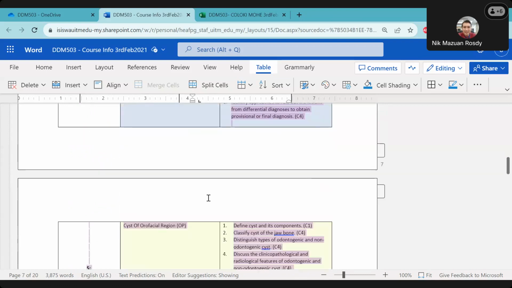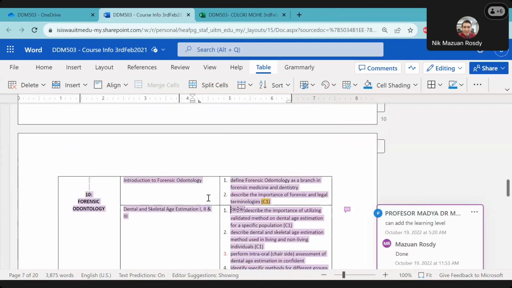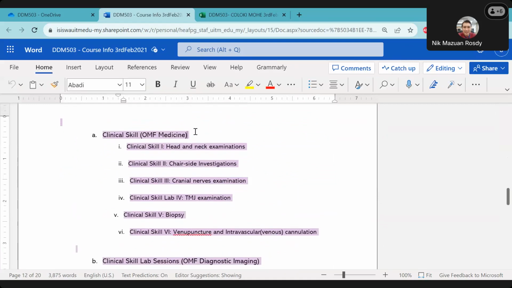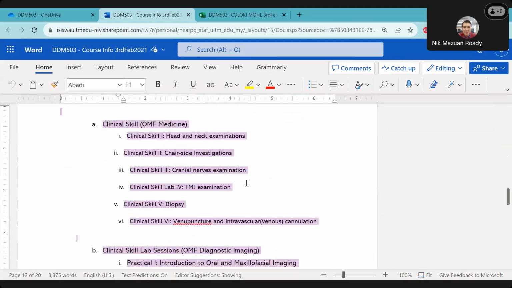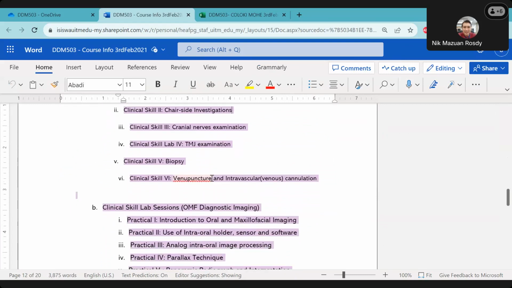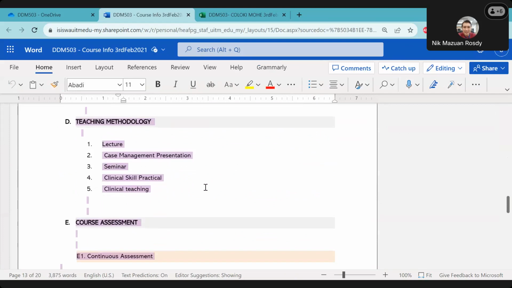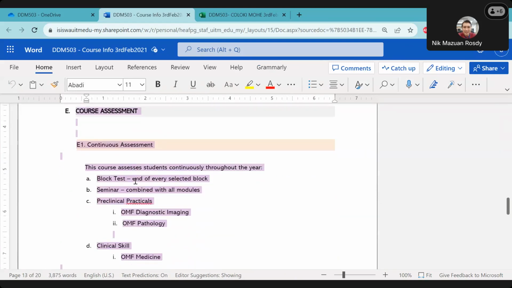So this is all SLO. You put SLO in the course content, and then we have practical. I'm not sure why the color got highlighted. So you can see the practical component here. You can just list it out. And then teaching methodology. D is teaching methodology. I just put the type of teaching methodology. And then course assessment. Okay, course assessment you take from GSU. I'm sorry, I don't know how to get rid of this highlight.